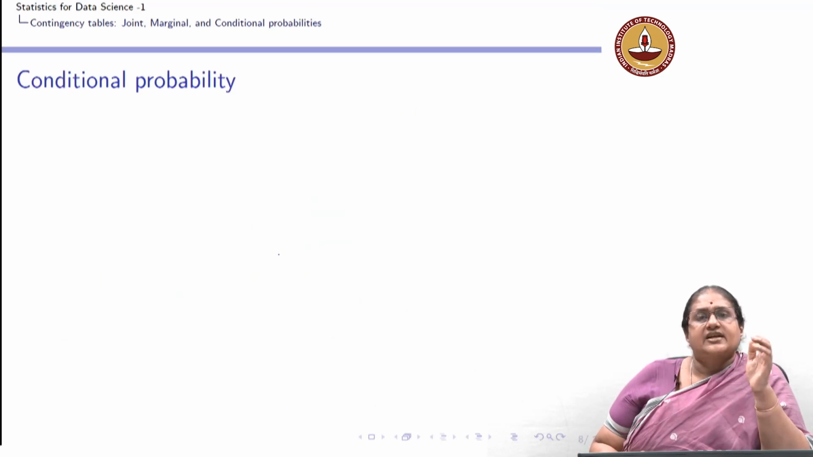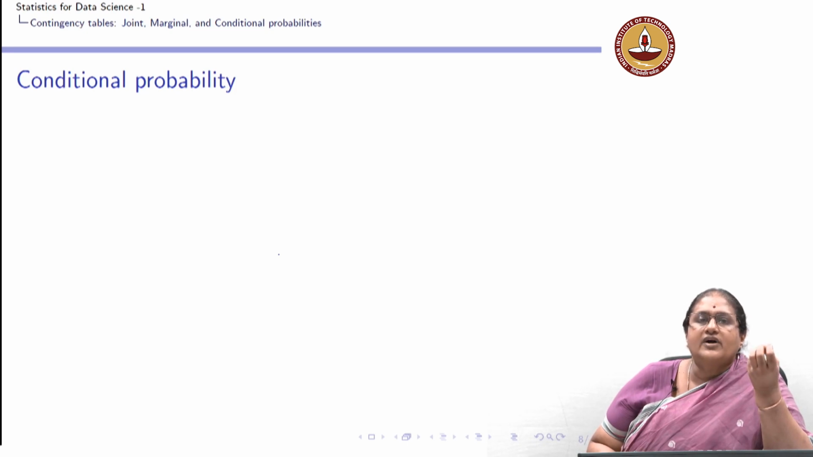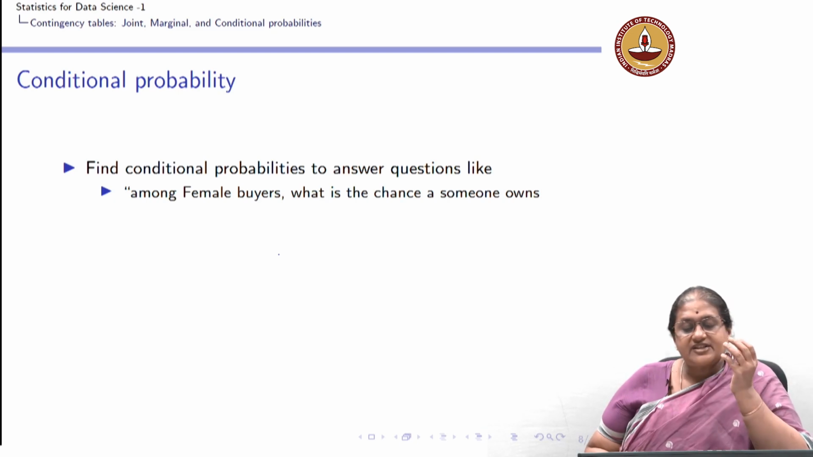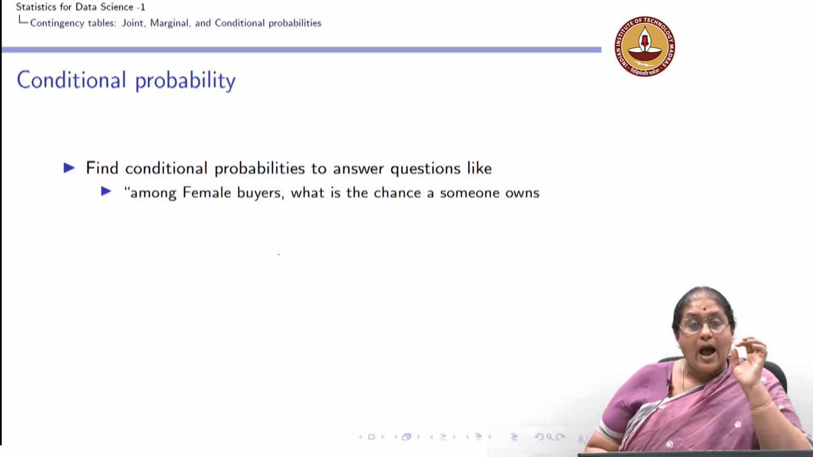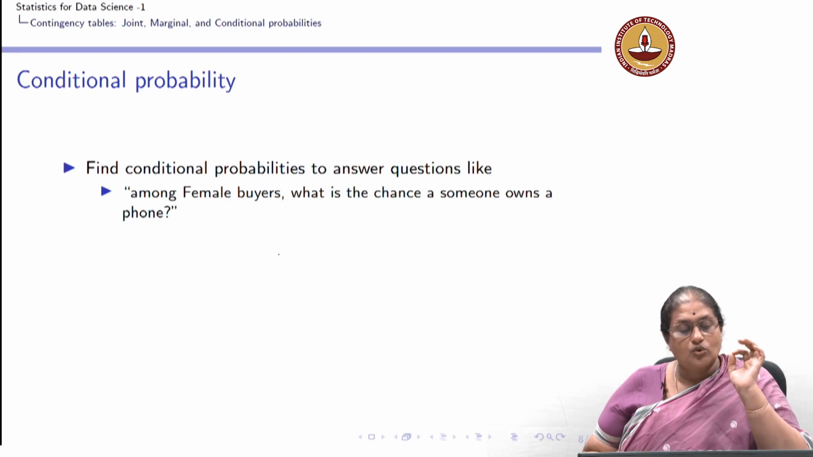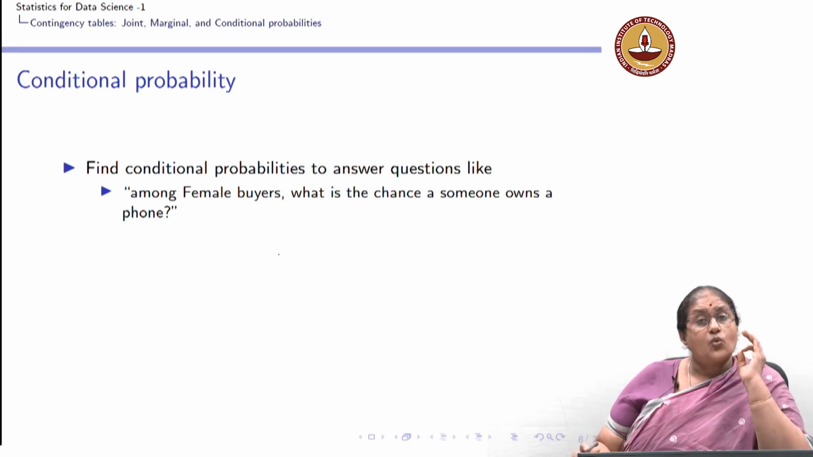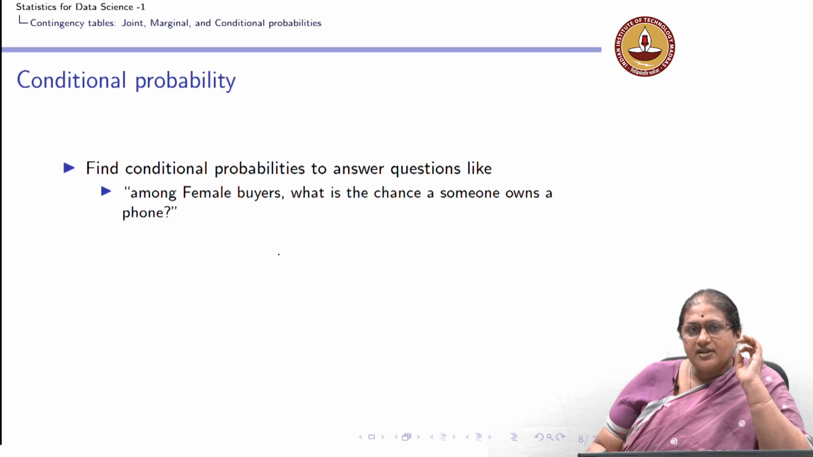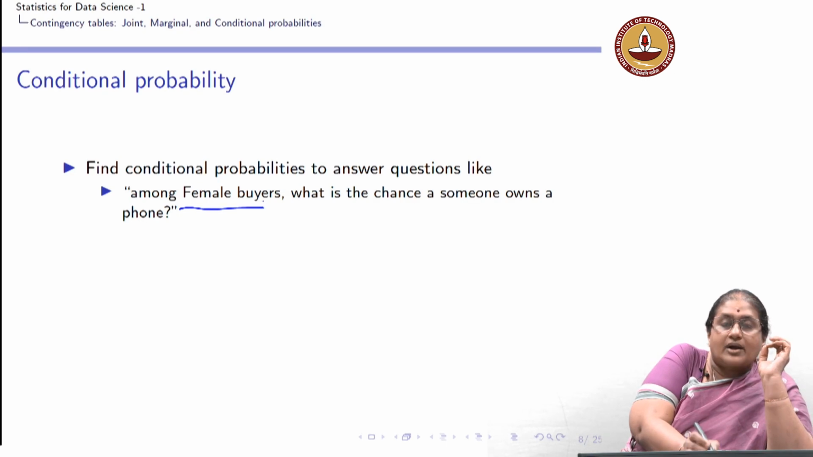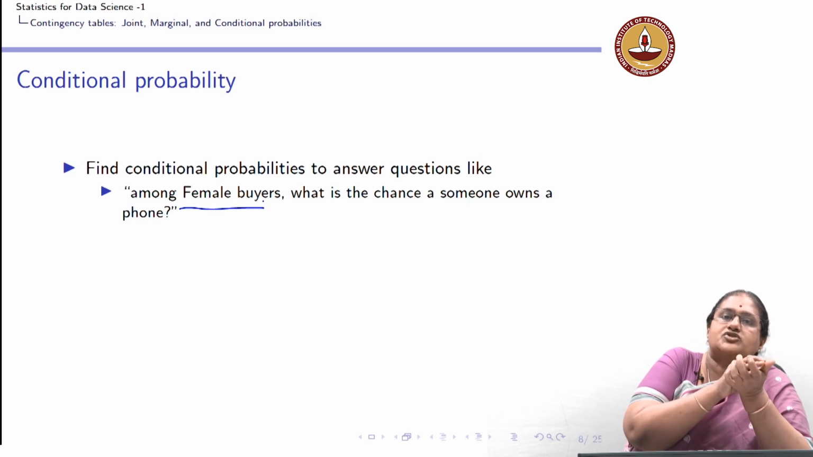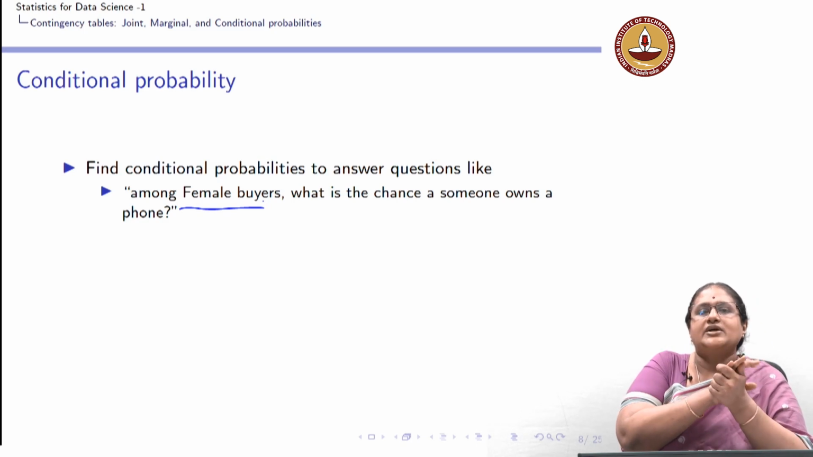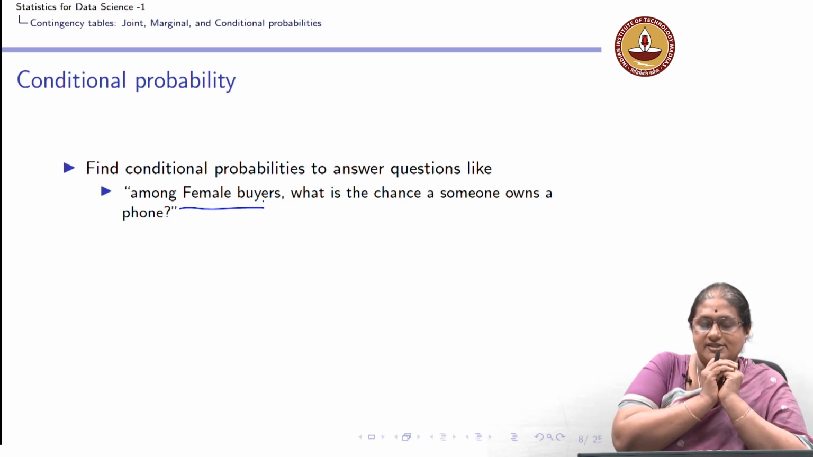So, using these three, let us introduce now the notion of conditional probability. When we talk about conditional probability, we are seeking answers to questions like, among female buyers, what is the chance that someone owns a smartphone? What is the partial information that is given to us? I am conditioning it on female buyers. I know that the buyer set I am looking at now is the female buyer set.